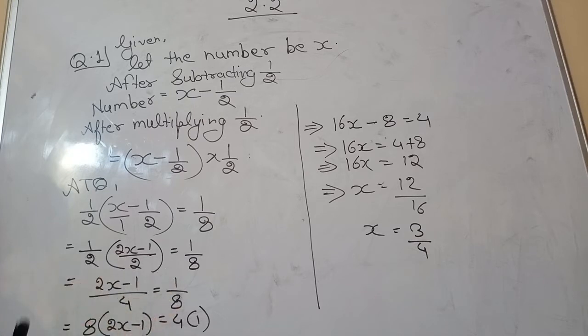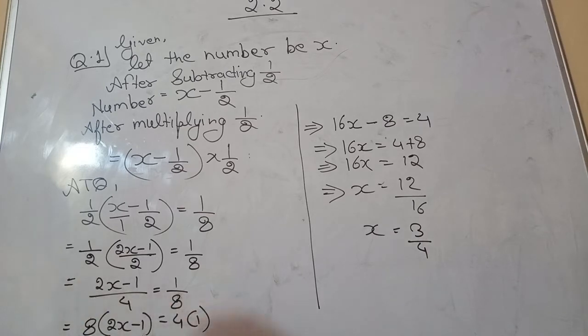Here 1/8. Now if there is an equal sign and you have two fractions, one on the LHS and another on the RHS, you can simply cross multiply the fractions to find the solution. So (2x minus 1) multiplied by 8 and 4 multiplied by 1. You can see it here.